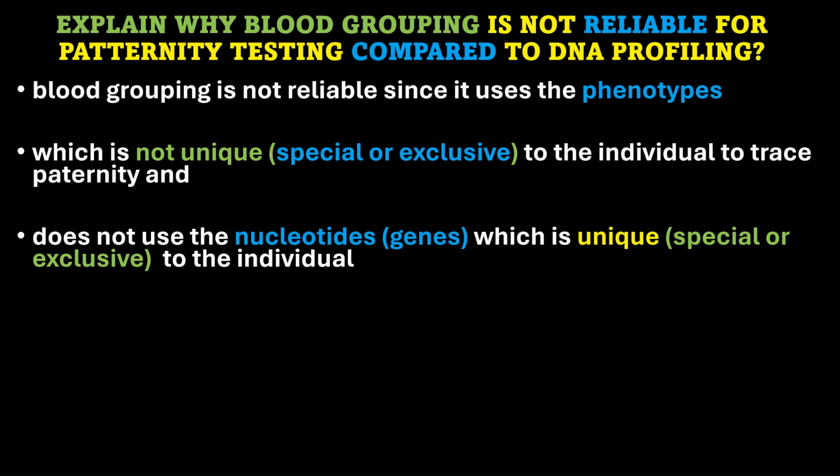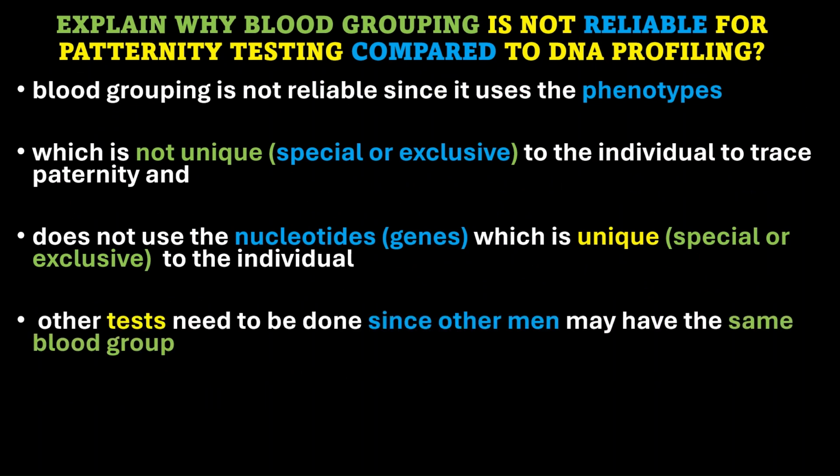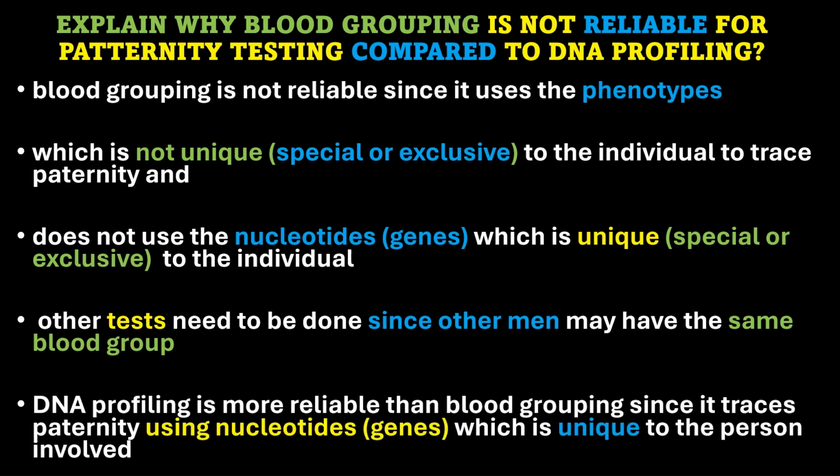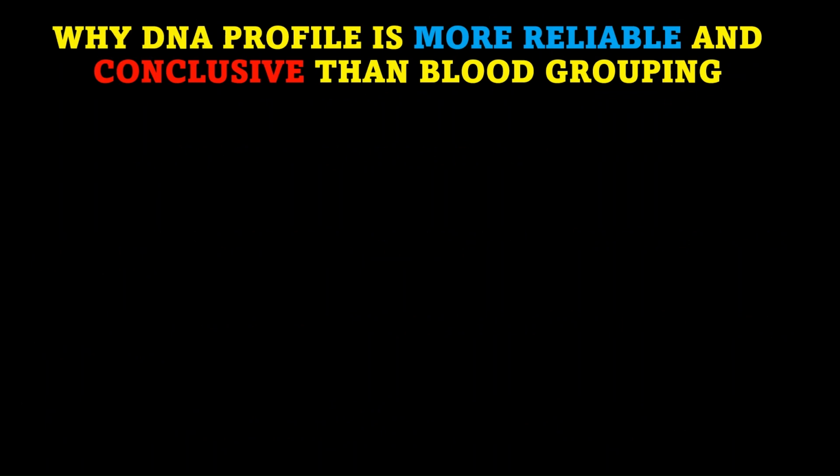If you are looking for your father, you can't use the phenotype. The blood grouping does not use nucleotides or genes, which are unique or exclusive to the individual. Other testing needs to be done since other men may have the same blood group. DNA profiling is more reliable than blood grouping since it traces paternity using the nucleotides or genes, which are unique to the person involved. So that's why DNA profile is more reliable.